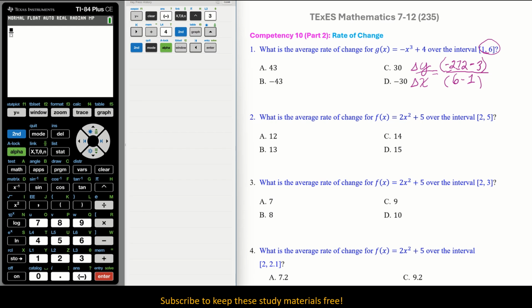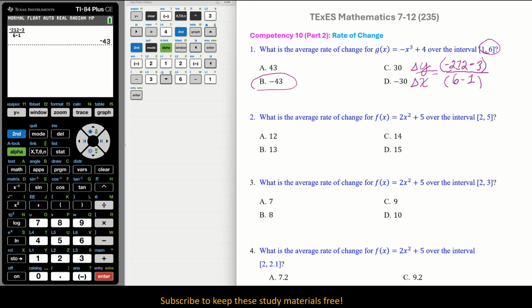Okay, so let's do this. Negative 212. Uh-oh, don't do that. You want minus 3. So first you put in the negative, but then after that it has to be minus 3. Negative 212 minus 3. Okay, now arrow down. And of course, 6 minus 1. Now let's push our enter and option B.